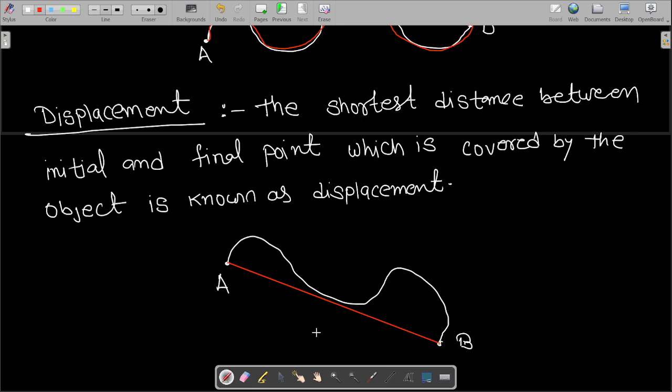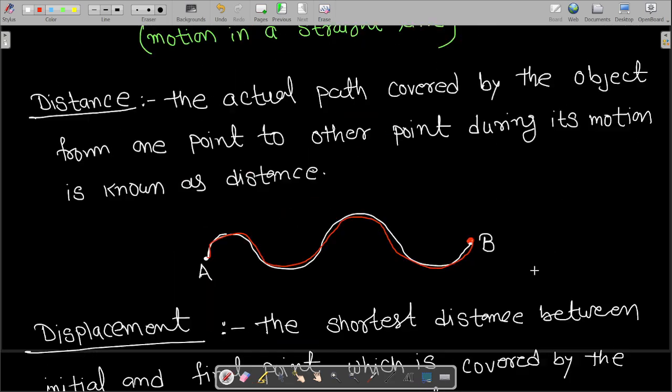And as I previously told you, displacement is a vector quantity. So as we moved from A to B, there will be an arrowhead, as displacement is a vector quantity. Okay, and remember one thing, that the unit of distance and displacement is the same, that is meter or centimeter. So the unit will be meter or centimeter.